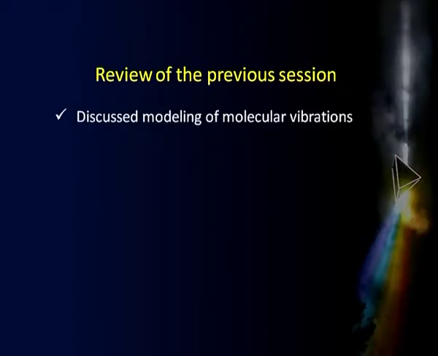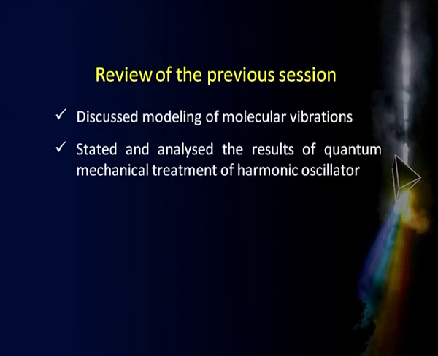Okay. So, let us make a beginning by quickly recalling what we did in the previous session. We started with discussing how we model molecular vibration. That means we started with a harmonic oscillator, and we stated and analyzed the results of the quantum mechanical treatment of a harmonic oscillator, wherein we got an energy expression and the corresponding energy level diagram, the selection rule, and the nature of spectrum. That is all we covered in the last session.